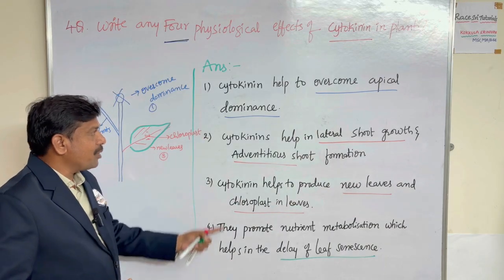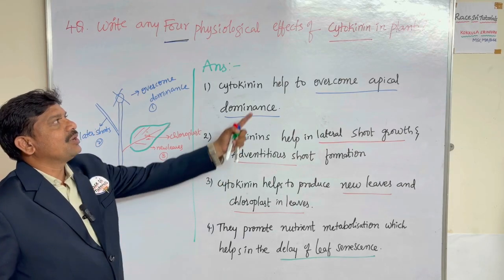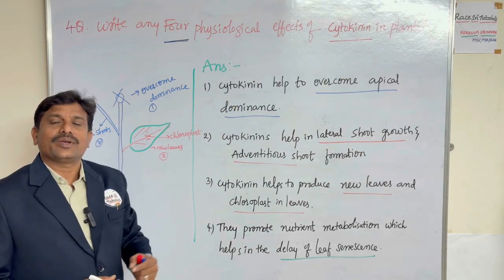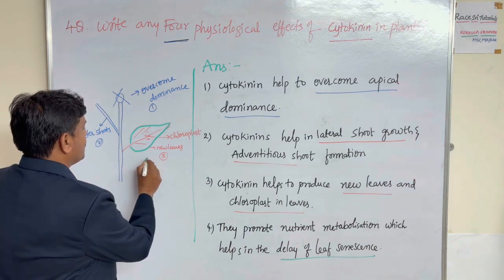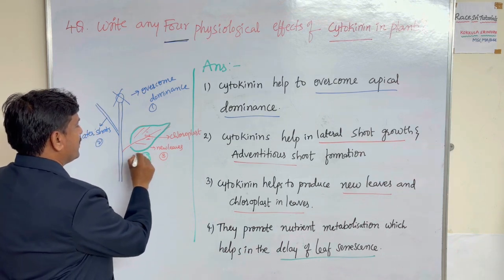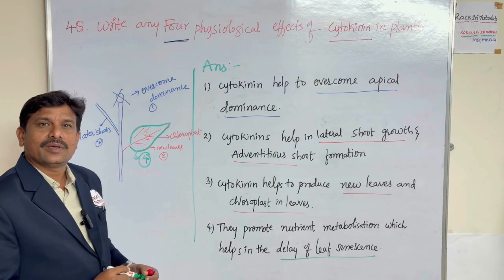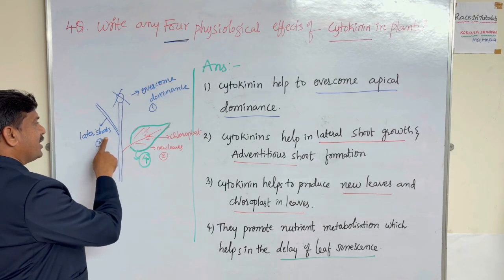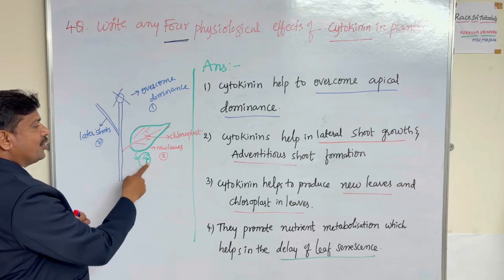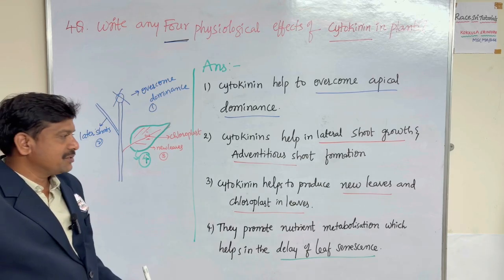So in these four points, what is helpful? Cytokinin only. Very simple. This is also four points only. The first one is overcoming apical dominance, the second one is lateral shoot growth, the third one is new leaves, and the fourth point is delay of leaf senescence. That's it.